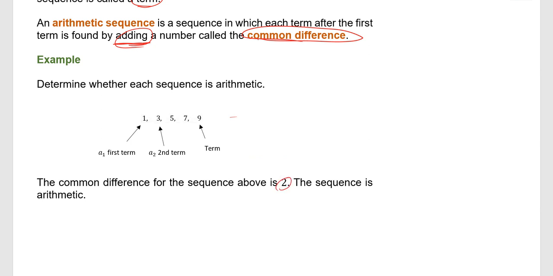Well, we figure this out by testing the numbers. We started with 1, and the next number is 3. How do you go from 1 to 3? You add 2. And from 3 to 5, you add 2. 5 to 7, you add 2. 7 to 9, you add 2. So as far as this sequence of numbers is concerned, the common difference is 2, the addition of 2. So the sequence is arithmetic.